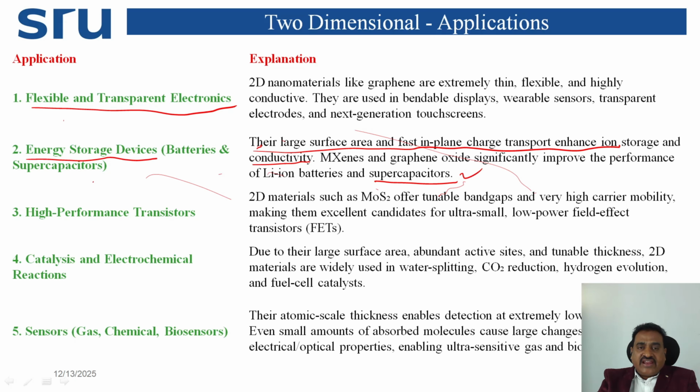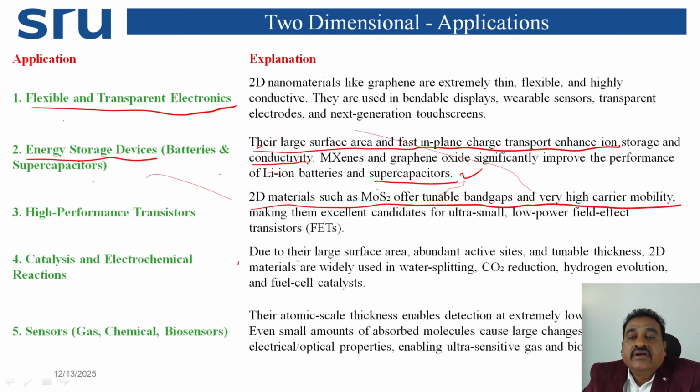So, two-dimensional nanomaterials in high performance transistors. These are used in transistors. Two-dimensional nanomaterials such as MoS2 offer tunable band gaps and very high carrier mobility, making them excellent candidates for ultra small, low power field effect transistors, that is FETs.